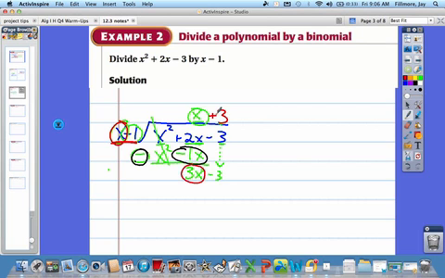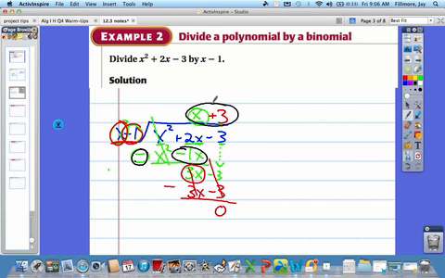And x times 3 is 3x. And our negative 1 times 3 is negative 3. Again, I'm subtracting. If I subtract these, both of these are going to cancel, so I don't have any remainder. So my answer is going to be simply x plus 3.